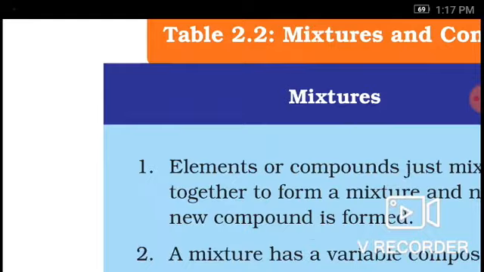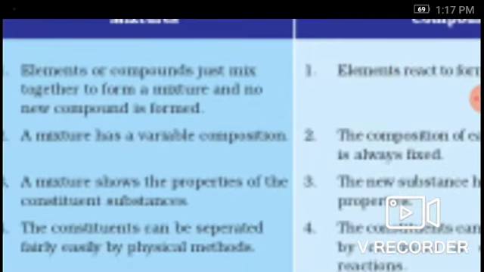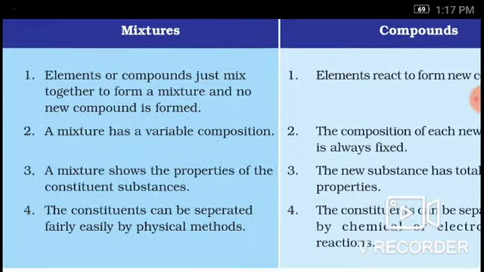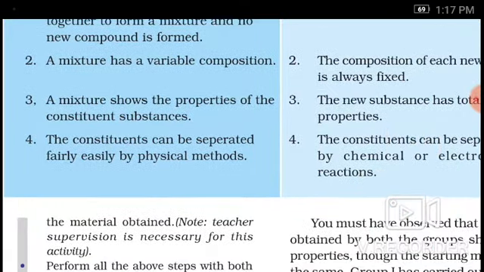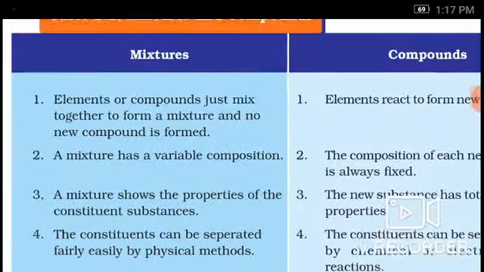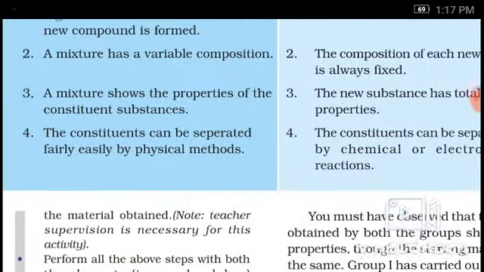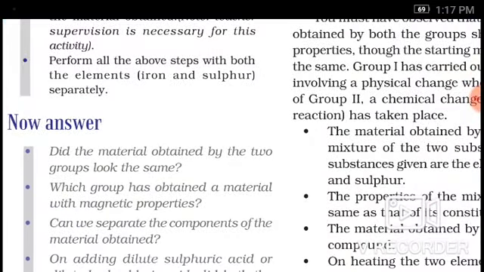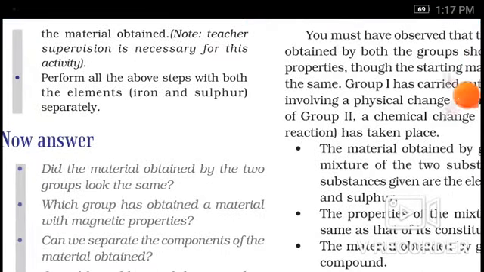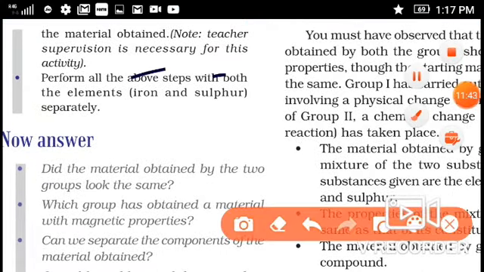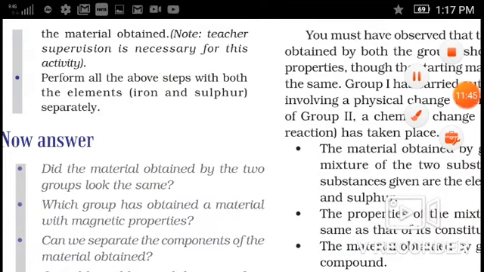Okay, now this is the difference between mixture and compound. First, let us complete this topic, and then we will discuss the difference, so that you can easily understand the difference between the mixture and compound. Now, perform all the above steps with both element iron and sulfur.